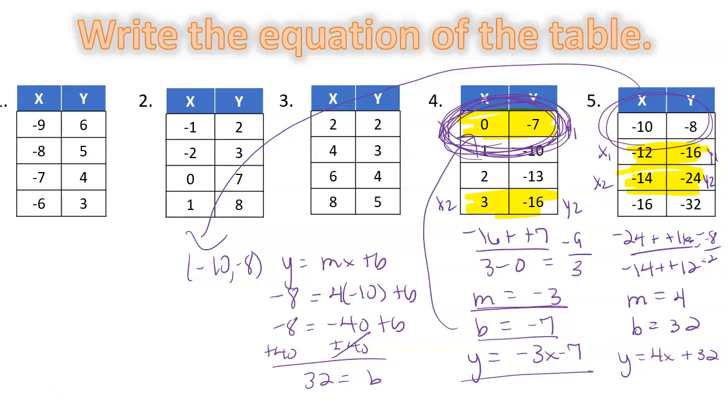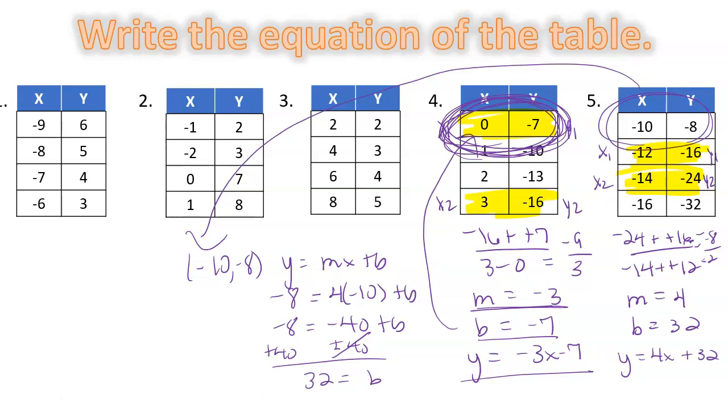5 was a little tougher. First of all, it's all negatives. So I chose -12, -16, and -14, -24. So I plugged in y2 minus y1, -24 minus -16. Subtracting negatives, adding a positive. -24 plus 16. So I subtracted. 24 minus 16 is 8, and I kept the sign of the larger number, so I get -8.